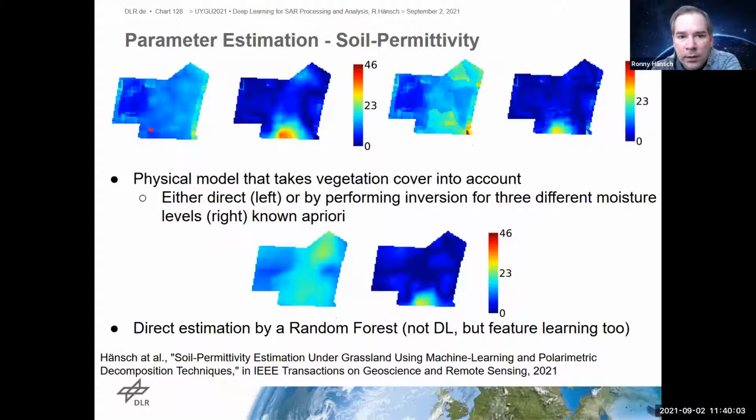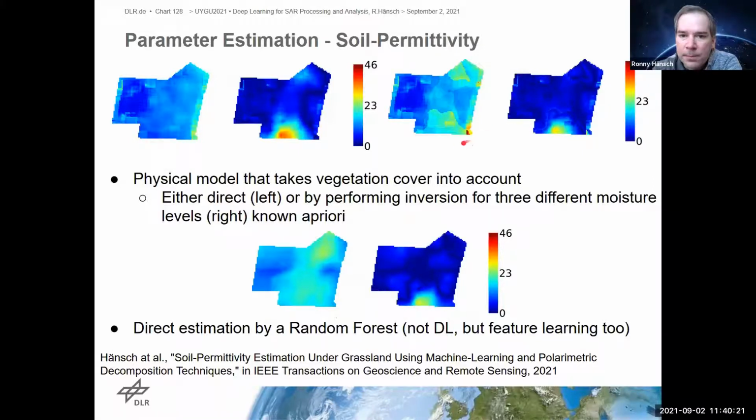Well, and you see, it kind of works, right? So you have this dry area here, but there's a lot of underestimation going on here. This is another physical model that is a little bit informed. So here you have different parameter estimates for different moisture levels that you know a priori, right? So it's a little bit informed.